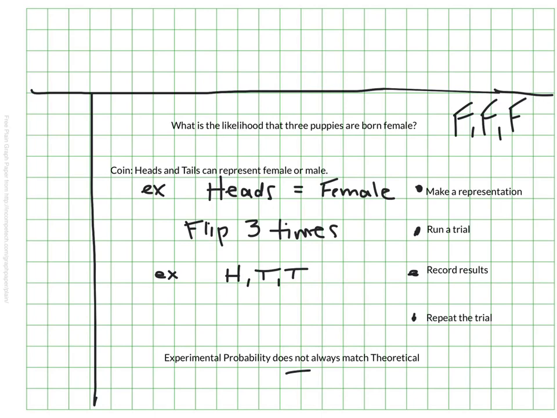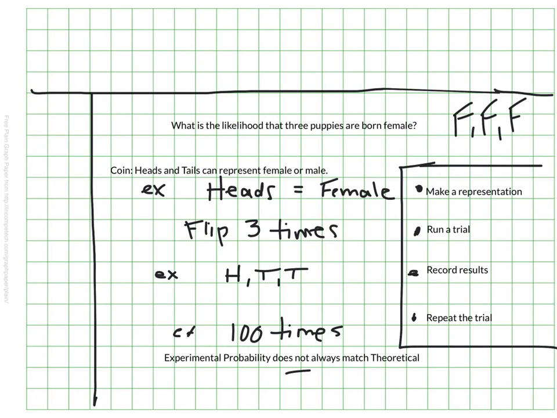And since we do need to do it many times to get closer and closer to what we think might be true in general, I would suggest doing it upwards of 100 times. That's a nice large number that I think does it justice. I think that will get us enough information to make some assumptions. So this box that I'm making around this, these are the steps that you would need to simulate an experiment. You'd make a representation, you'd run the trial, record the results, and then repeat the trial multiple times.